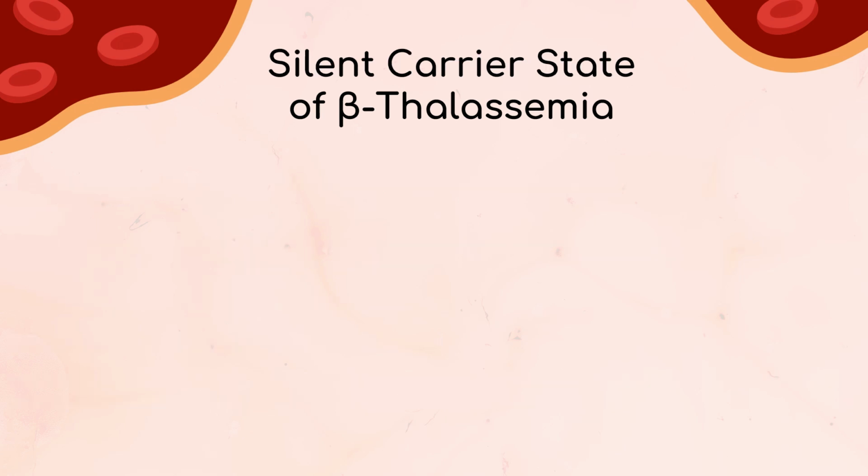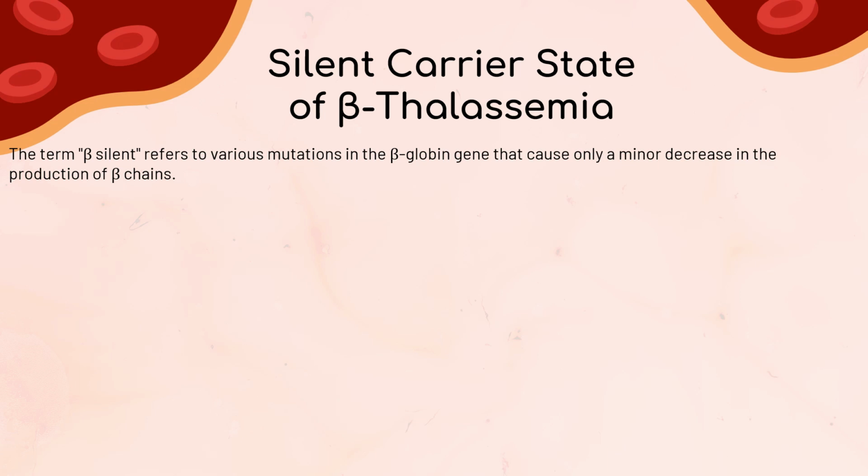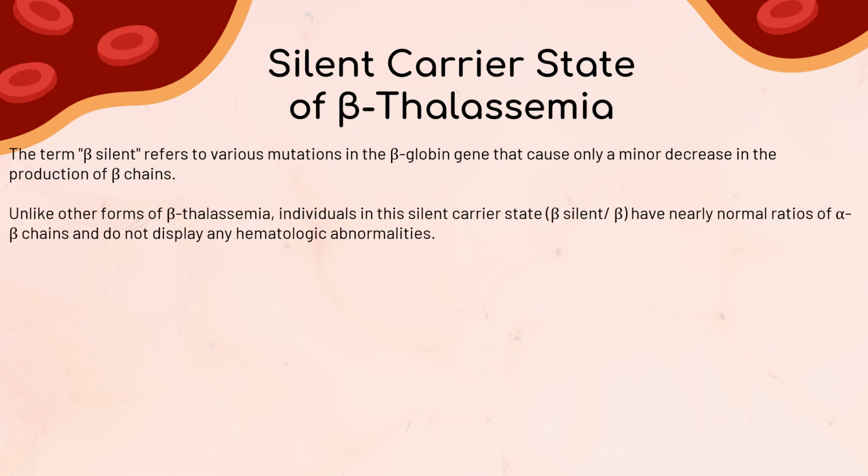First, the silent carrier state of beta-thalassemia. The term beta-silent refers to various mutations in the beta-globin gene that cause only a minor decrease in the production of beta chains. Unlike other forms of beta-thalassemia, individuals in this silent carrier state, beta-silent/beta, have nearly normal ratios of alpha-beta chains and do not display any hematologic abnormalities.